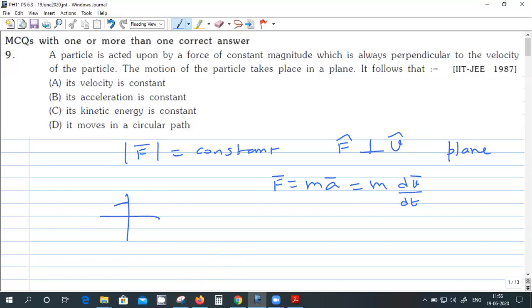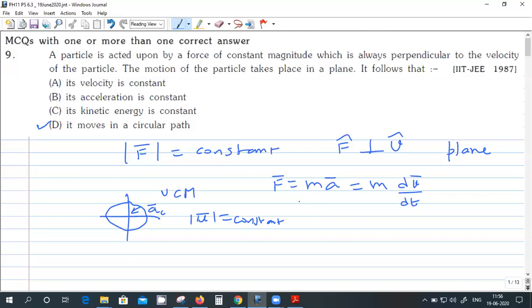A particle moving in a circular path, uniform circular motion. That is, mod v is constant, right? And the direction is constantly changing, and the acceleration is towards the center. Centripetal acceleration. So this will satisfy this one. If it moves in a circular path, then it will satisfy all the given conditions.